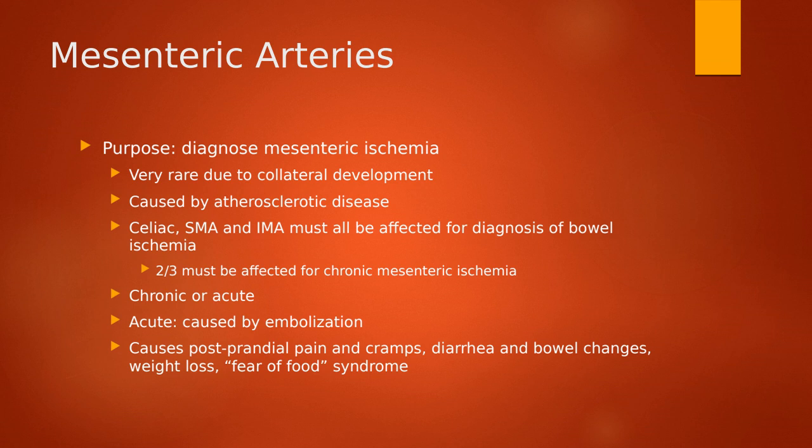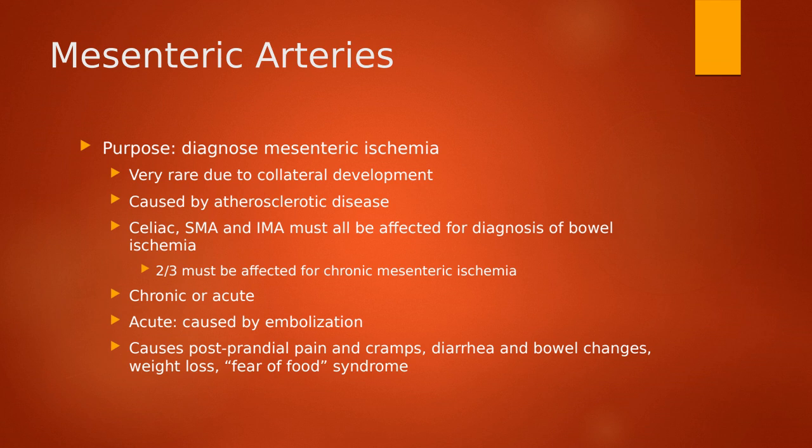Same thing, if our celiac axis is blocked and our SMA is blocked, well then our IMA is going to work overtime to compensate for that. So if 2 out of the 3 are affected, we're still going to be concerned about that, but it's no longer going to be bowel ischemia, it's going to be chronic mesenteric ischemia. We really can have chronic or acute conditions, within this ballpark, on a very individual basis.